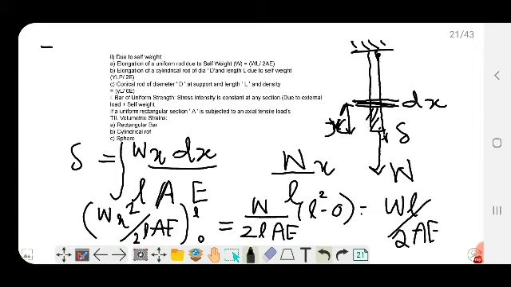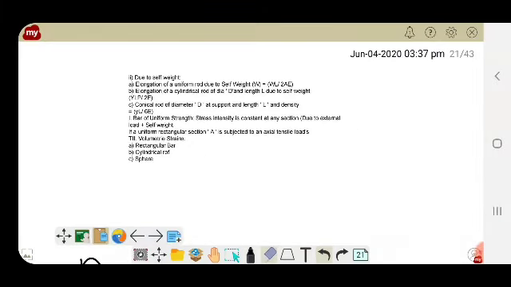Now, we have seen elongation of a uniform rod due to self weight is WL by 2 AE. Similarly, elongation of a cylindrical rod of diameter D and length L due to self weight is given by, I will show you how that formula is derived.